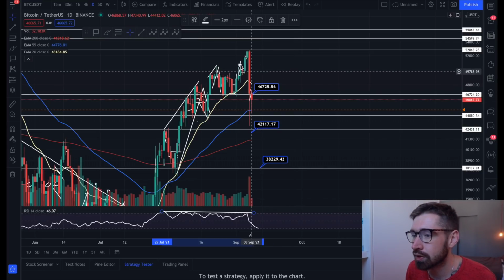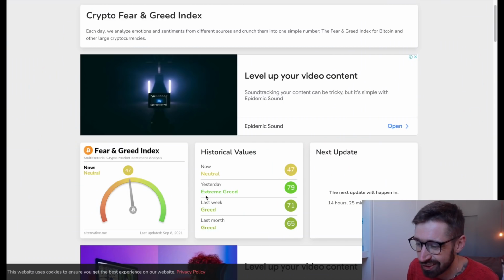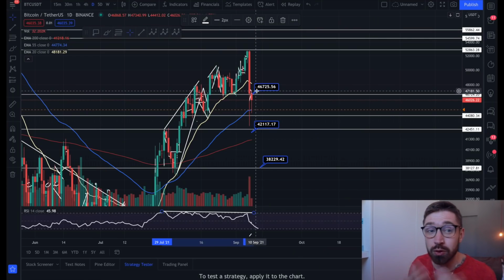Let me pull up the index here. So you can see here yesterday we were in extreme greed. We're up at 79, and the whales took advantage and brought us all the way back down to 47, currently sitting at neutral. So beautiful opportunity to accumulate, not financial advice, but I'll be doing a little bit of accumulation of Bitcoin, of Ethereum, and even some of the altcoins, ADA, XRP.